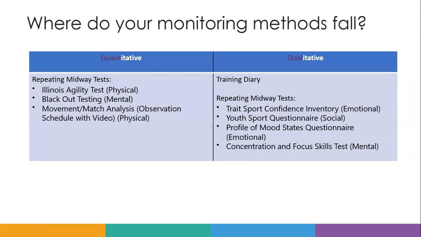Again, it's time to check and change your work here. For quantitative monitoring methods, you've got repeating midway tests. So again, you could repeat your Illinois agility test, your blackout testing, your 50-metre sprint test, or your movement or match analysis, and that would give you quantitative data during your monitoring process. For qualitative data, it could be your training diary, or it could be repeating your qualitative methods, which would be all the things listed below. So check and change your work. If you've got it right, great. If you haven't, just change it. That's learning.